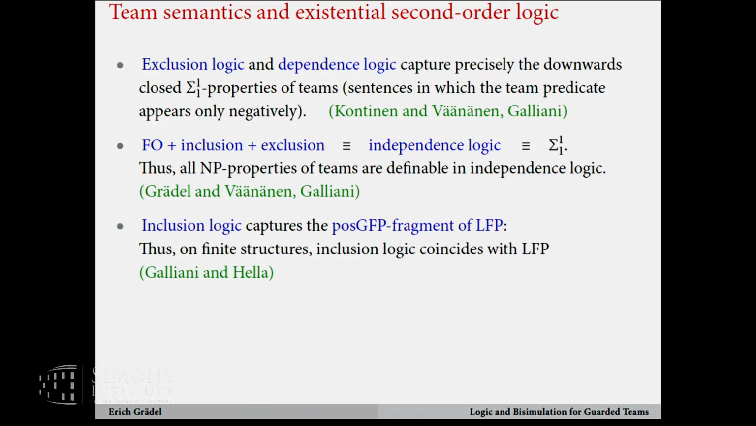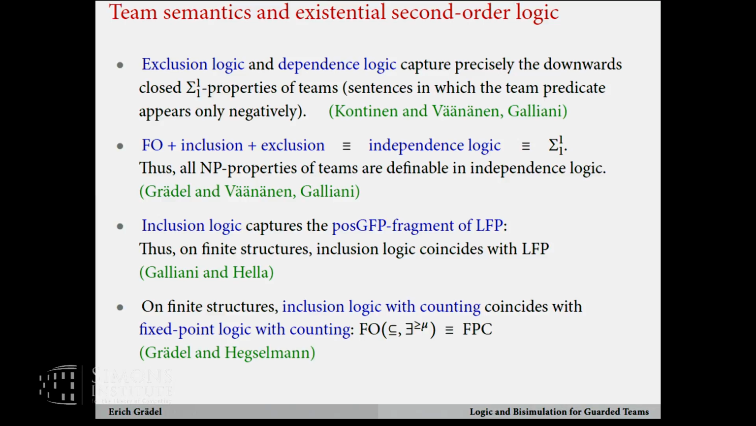And something very interesting appears if you just add inclusion statements. Then, as Galliani and Hella proved, what you get is a fragment of least fixed point logic that uses only greatest fixed points and uses them only positively. But by Neil Immerman's result, we know that on finite structures, this is the full least fixed point logic. So on ordered finite structures, in particular, inclusion logic captures polynomial time, and it captures at least LFP on finite structures without order. But for infinite structures, you can't capture full LFP. Full LFP is no longer in sigma 1,1, it lives in the delta 1,2 fragment. And this extends when you add counting, so we also get a characterization of fixed point logic with counting in this sense.